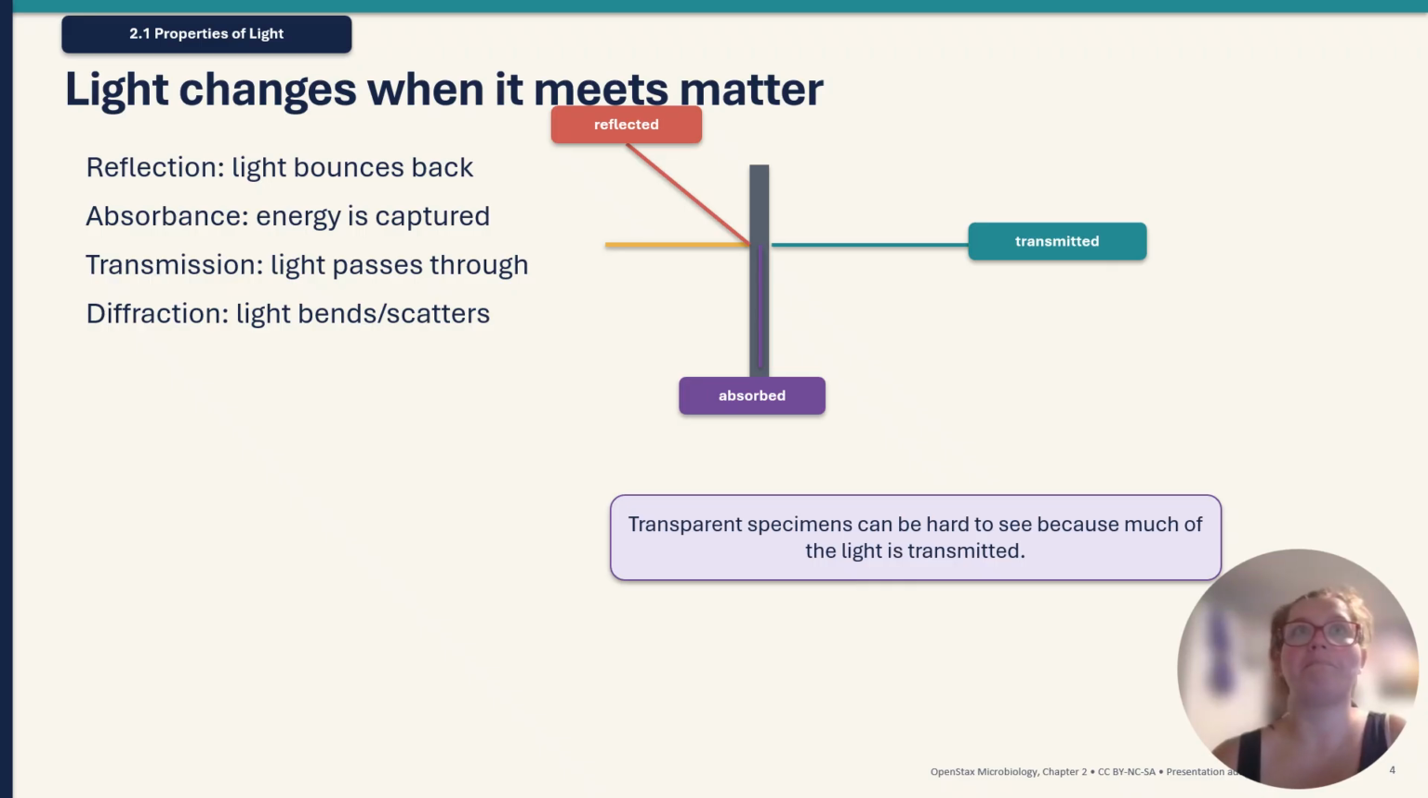And then the reflection, light bounces back. Think of like a basketball or some kind of ball. You bounce it against a wall, it's reflected back.